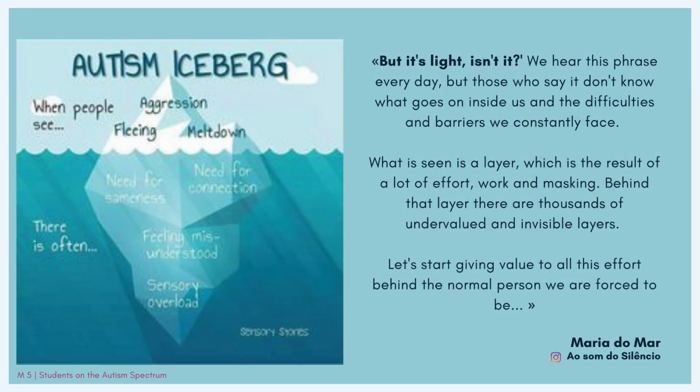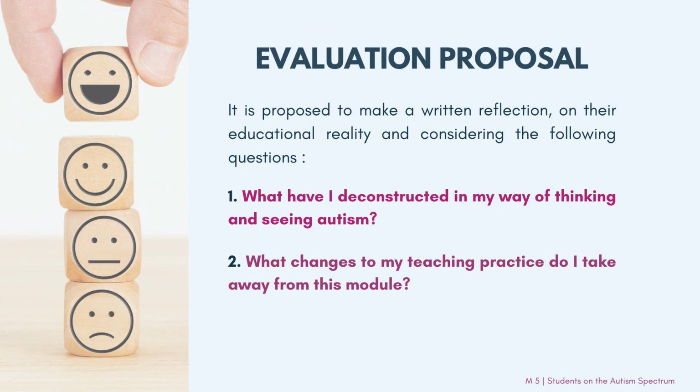These words and this image show us that autistic spectrum disorder goes far beyond what we can see. It is fundamental to assume the little we know, to learn to respect, and to know this neurodevelopmental disorder with more interest. To conclude, and as usual at the end of each module, we leave you with 2 questions for reflection. 1. What have you deconstructed in your way of thinking and seeing autism? 2. What changes to your teaching practice will you take away from this module?